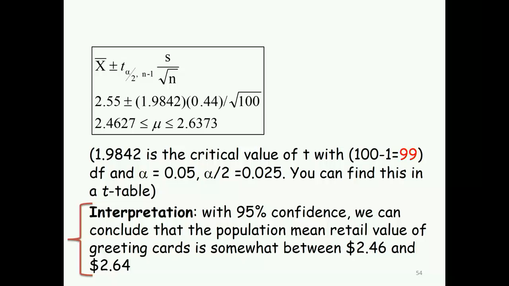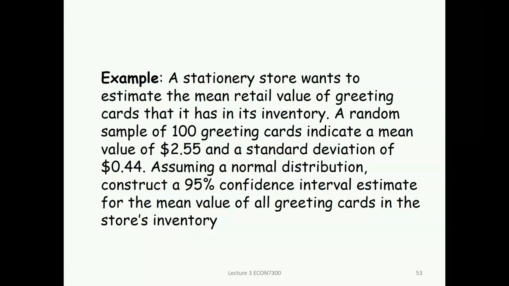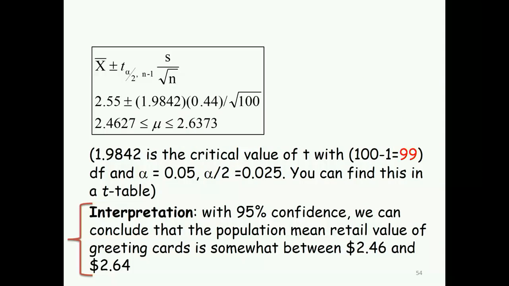Now it is 1.98, because with a sample size of 100, the degrees of freedom is 99. 99 and 120 are not that far apart. If it were 120, then as I told you, it is precise: whether it is Z or T, the critical value would be the same. But we have only 100 in this example. N minus 1 is 99. I went to the table and found 1.9842, plus or minus, and I calculated.